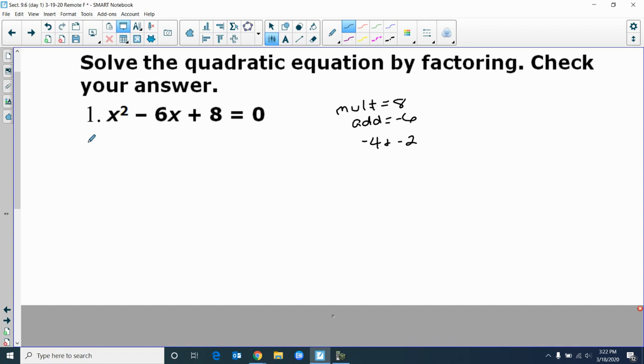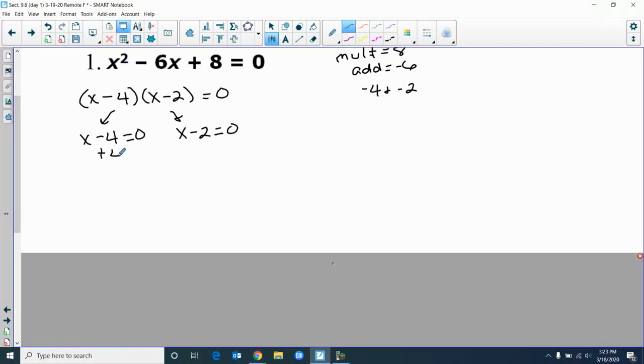So if you don't have a number in front of the x, you can just jump right to this step here. It's x minus 4 times x minus 2 equals 0. And now you break it apart into the x minus 4 equals 0, x minus 2 equals 0. And we solve by adding 4. I get x equals 4.